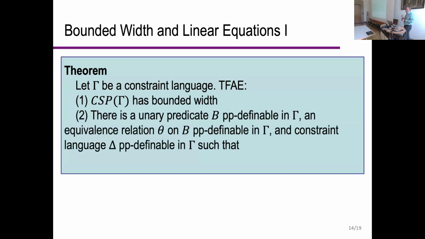It happens if and only if there is a unary predicate, a set B that is PP-definable in gamma, an equivalence relation theta on B, PP-definable in gamma, and a bunch of relations on B, again PP-definable in gamma, such that if I take those relations and take the factor of them modulo theta, so I replace every element with its theta class, then I get exactly these affine relations. So if I can do that, then it does not have bounded width.